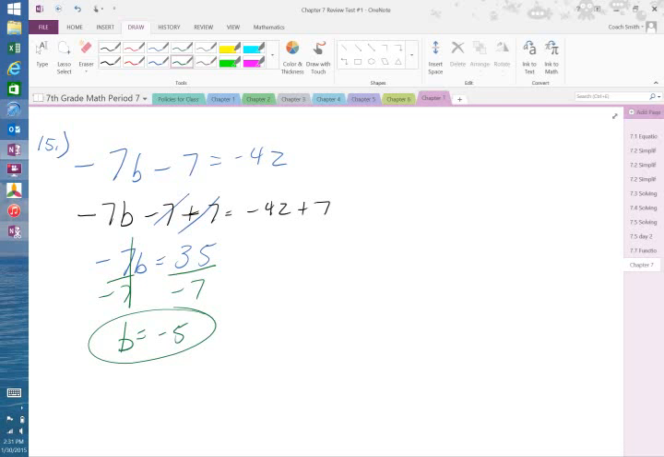All right. The answer to number 16 is 2. The answer to 17 is negative 81. Number 18.